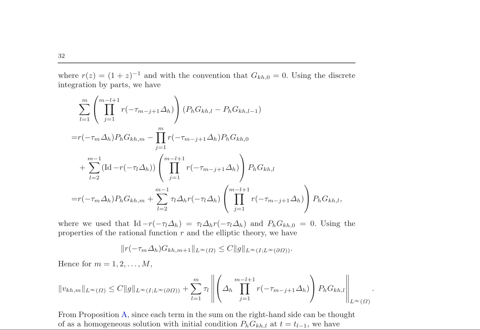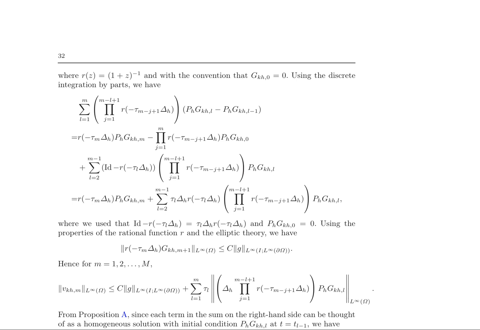By utilizing the properties of the rational function R and the elliptic theory, the authors obtain an estimate for the L-infinity norm of the discrete solution VKH M, which involves the L-infinity norm of the discrete solution GKH L in the time step tau. They then use proposition A to bound the L-infinity norm of the discrete solution GKH L, yielding an estimate for the L-infinity norm of the discrete solution VKH M.